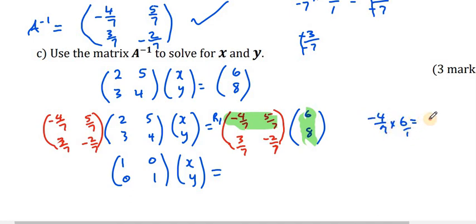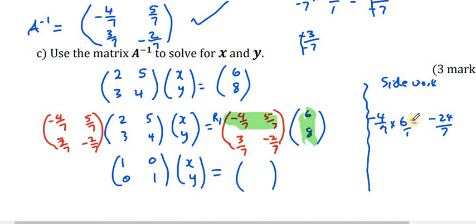This gives us what? Negative 24 over 7. This is our side work. You can use your calculator to do this, by the way: negative 4 over 7 times 6 plus 5 over 7 times 8. Do it one time and put your answer in. But let's do it. I'm going to take my time to do this since I'm not using my calculator.